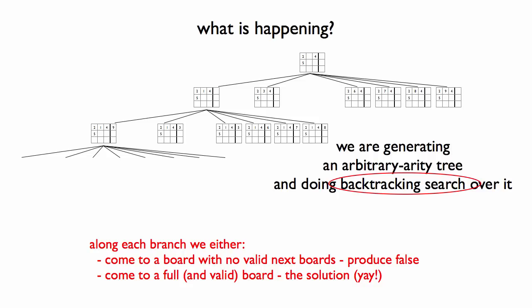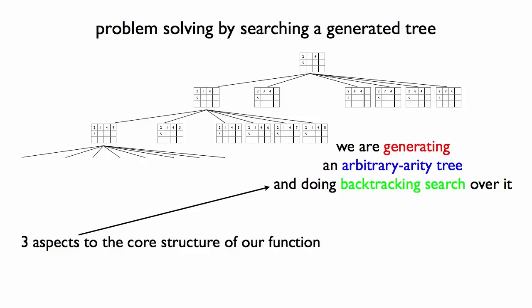Or we're going to come to a board that's full. Now, because of the way we're generating the tree, where we immediately throw out invalid boards, if we come to a board that's full, then it's a solution. Because we only add valid boards to the tree. We immediately throw out invalid boards. So if we come to a full board, we know it's valid. That's the solution. Yay, we produce that. So we're going to generate the tree and keep walking down the branches, sometimes backtracking by producing false, and hopefully at some point finding the answer we want.